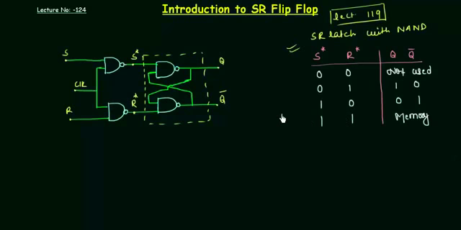You can see that when S star and R star are 0, what are Q and Q complement? You cannot determine it. It will be a contradictory case. That's why we don't use this when S star and R star are 0. Similarly, for 0 1 and 1 0, we have the values 1 0 and 0 1, and when S star and R star are both 1, it is memory.